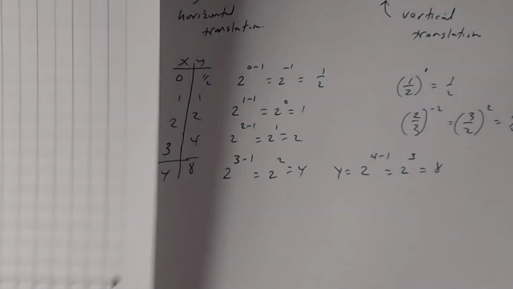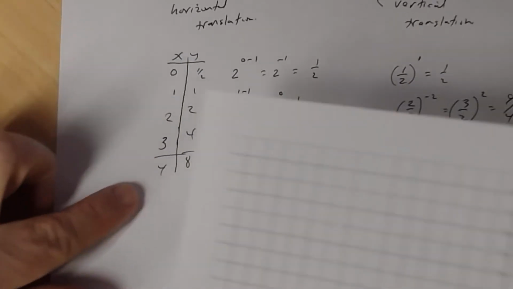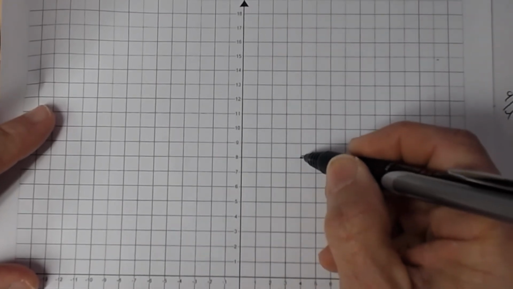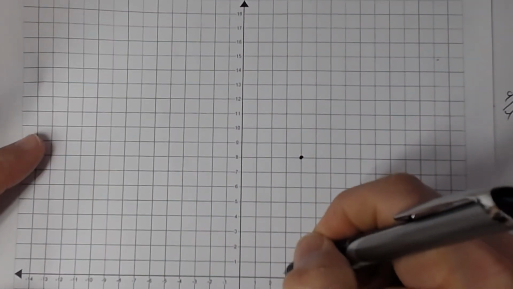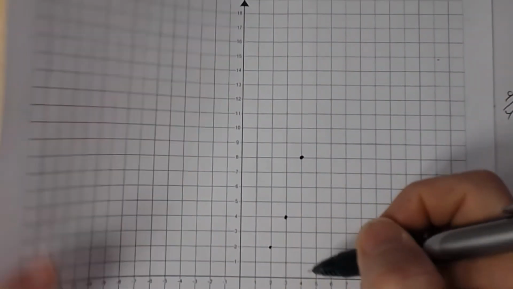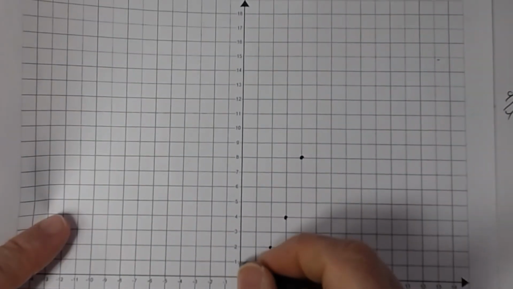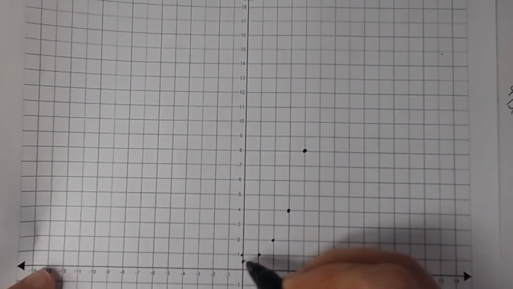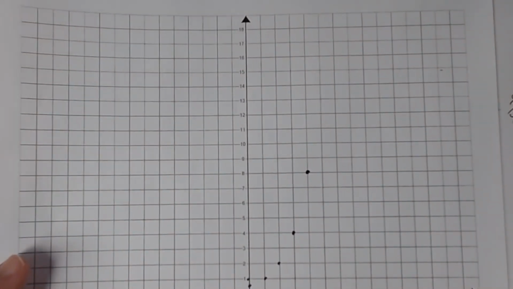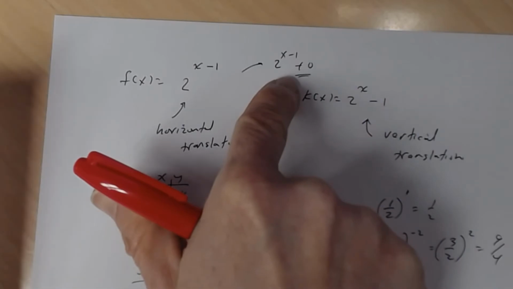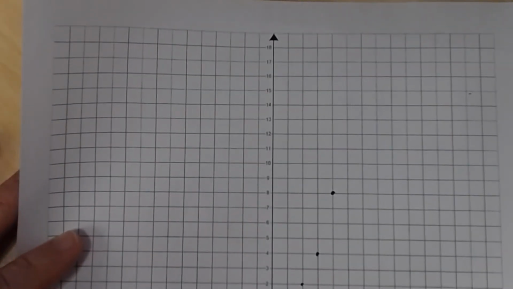And so here's the points I get. Let's do 4, 8 first. So 4, 8 is right here. The next one was 3, 4. 3, 4 is right here. The next one was 2, 2. 2, 2 is here. The next one is 1, 1. Oops, sorry. 1, 1. And then 0, 1/2. Now, remember the horizontal asymptote is the x-axis, so y equals 0. So here's my horizontal asymptote right here.